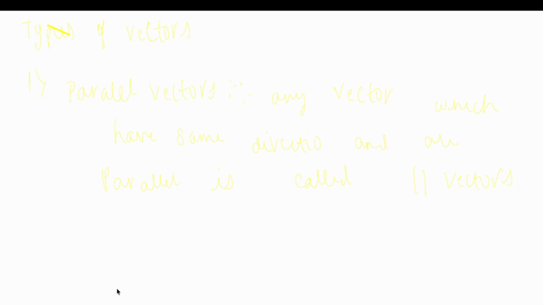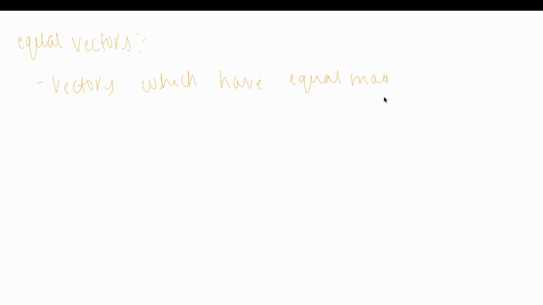Moving on to the next type of vectors, that is called equal vectors. Vectors which have equal magnitude and the same direction are called equal vectors.